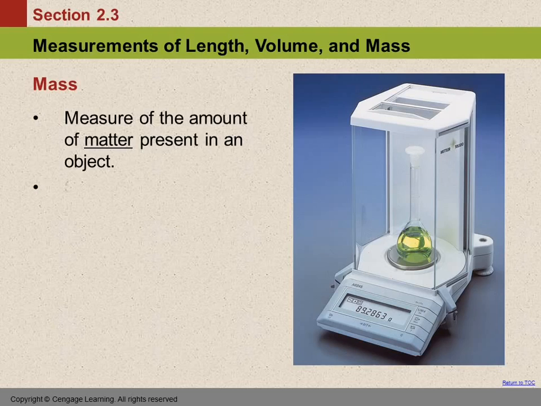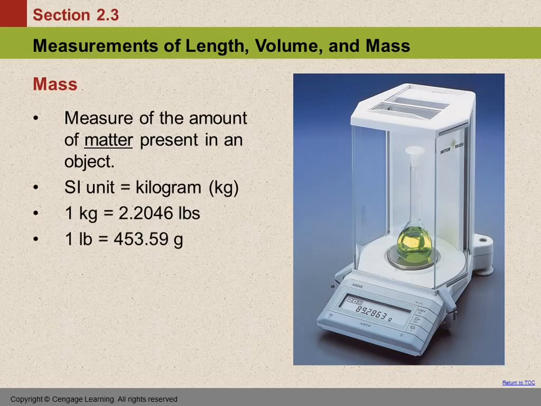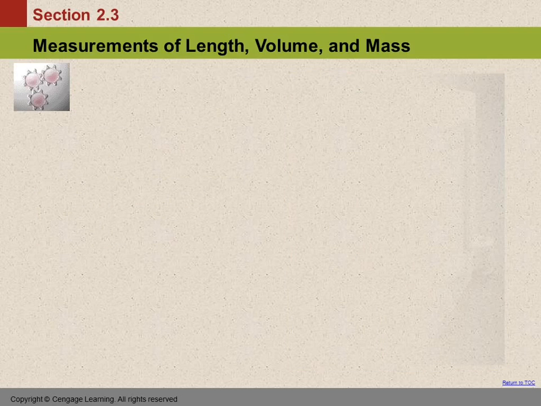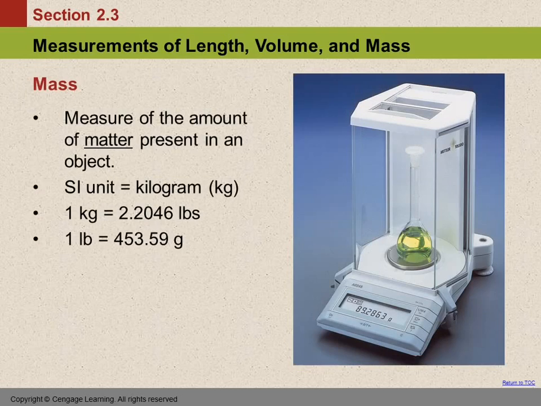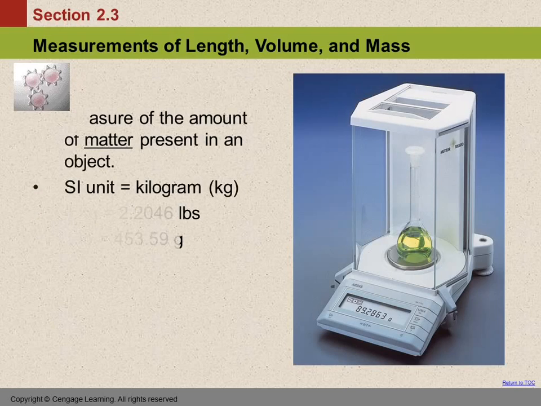Mass is another thing we measure. Mass is similar to weight, but it's not the same. It's actually a measure of the amount of matter present in an object. The SI unit for that is kilogram, but the unit we use in chemistry is the gram. So here they're showing you a balance, and we often use the terms mass and weight. We'll say, well, we weighed on the balance and the mass is this.